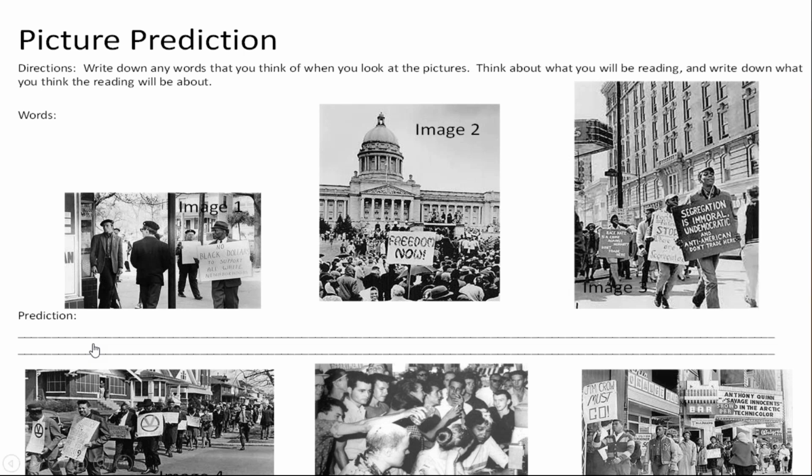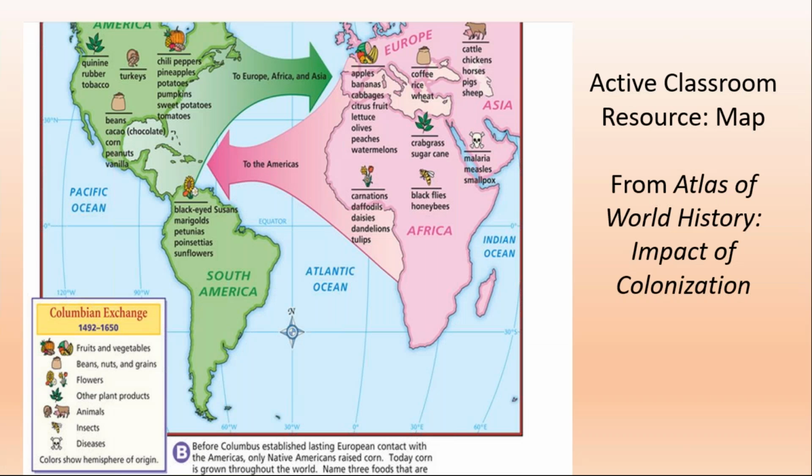And so picture prediction is a great strategy for building background knowledge. Another way to do it is a map. And anytime I pull something from Active Classroom, you will see where I got it, where the lesson came from, either in the top corner or on the right corner. This one is from Atlas of World History.